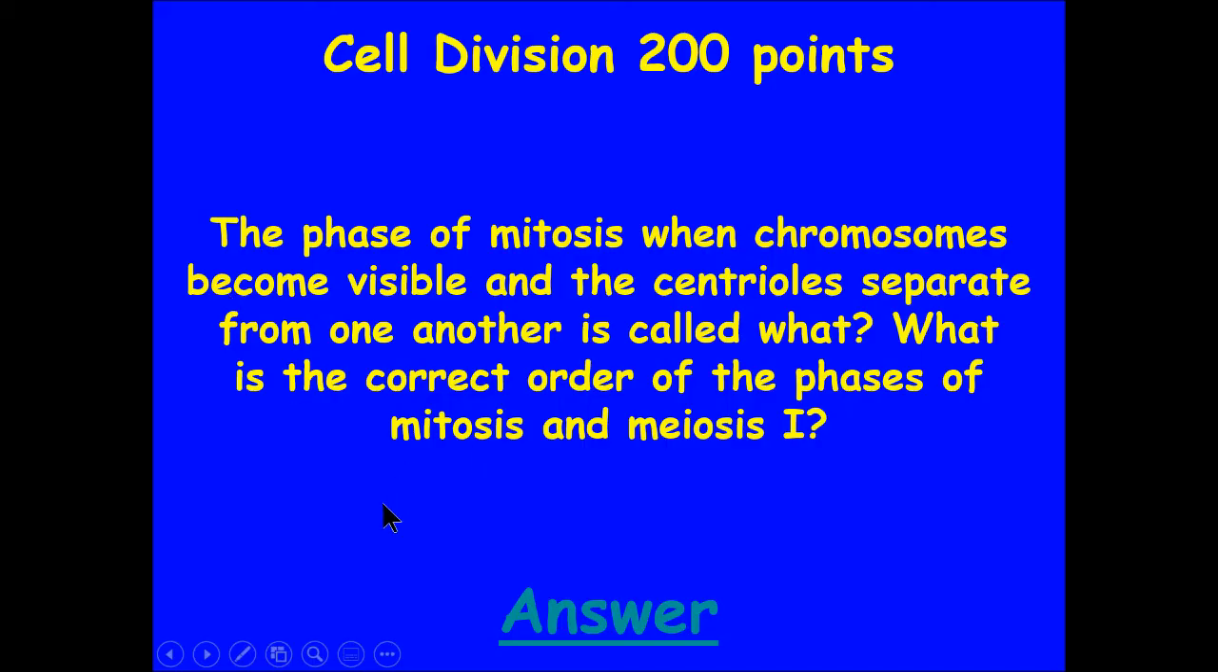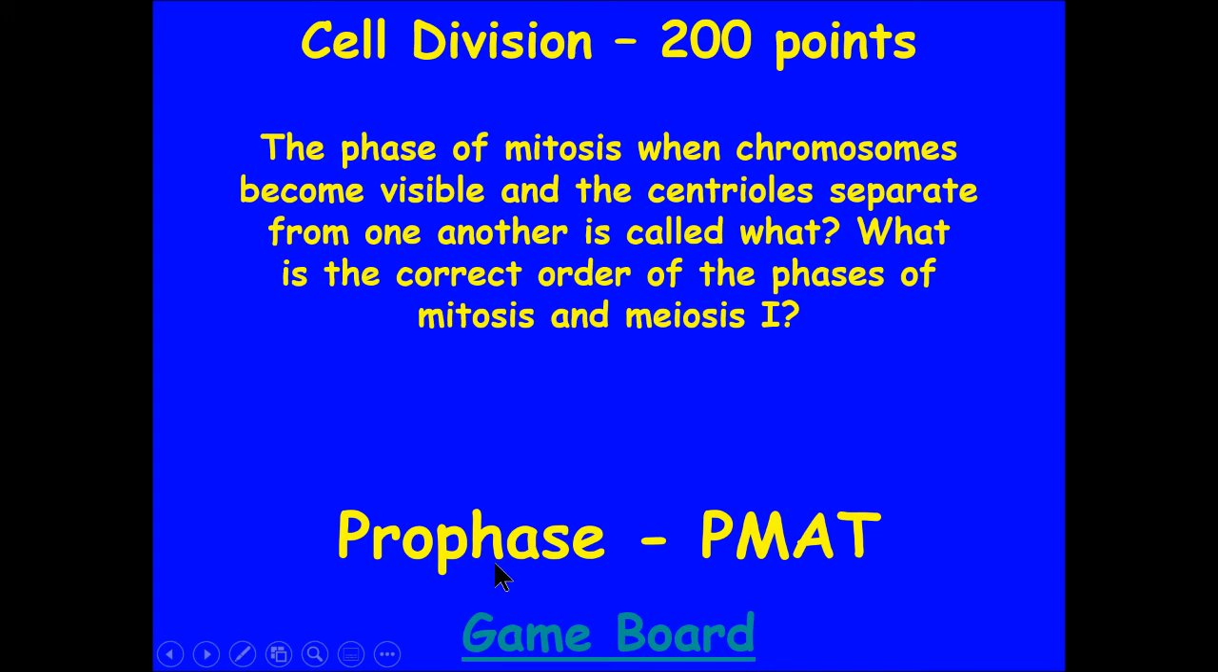Sticking with cell division. The phase of mitosis when chromosomes become visible and the centrioles separate from one another is called what? Second question, what is the correct order of the phases of mitosis and meiosis 1? Answers coming in 5, 4, 3, 2, and 1. If you need more time to think of what the answers are or to look up the answers, just pause the video before I show you the answers. All right, so it's prophase, that's the beginning phase, and the order is prophase, metaphase, anaphase, and telophase.